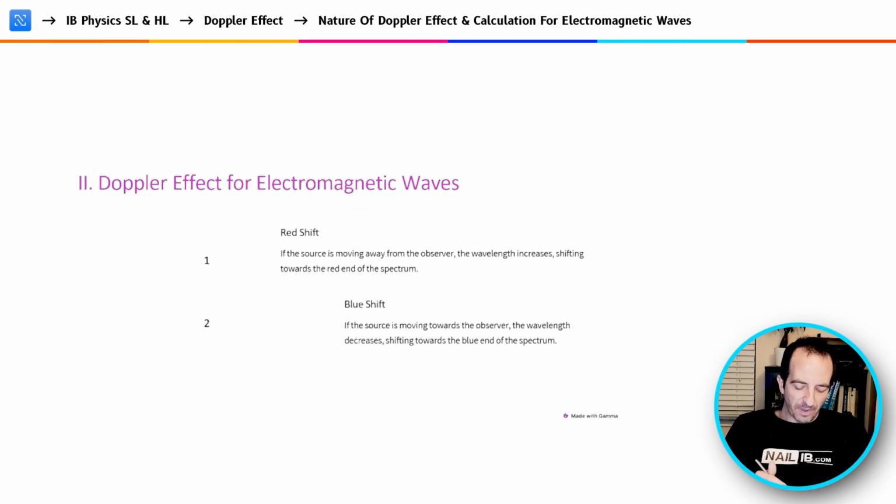Right, so here, a redshift: if a source is moving away from the observer, wavelength increases. Intuitively, that should make sense, and that leads to a shift towards the red end of the electromagnetic spectrum when we're dealing with electromagnetic waves. And if you're moving together, then we would see the blue shift, corresponding to squeezing the wave crests together, leading the observer to see a relatively shorter wavelength, which corresponds to the blue end of the electromagnetic spectrum.